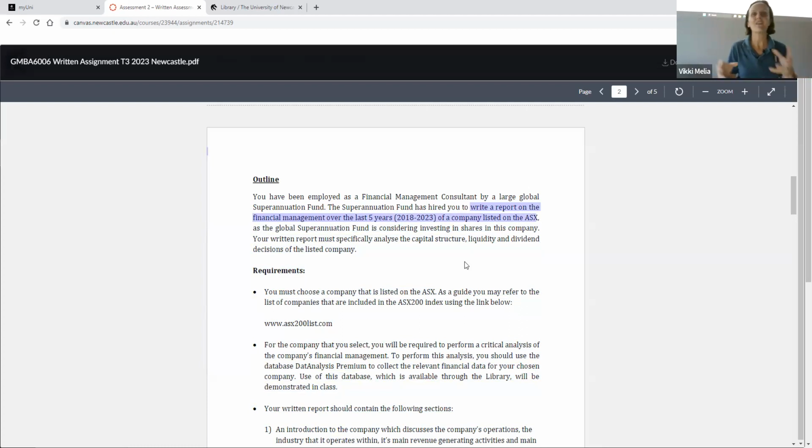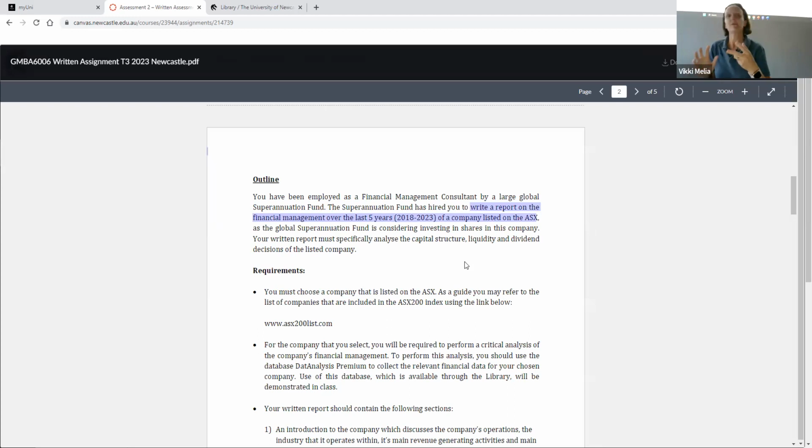And we talked about how there are some key decision-making areas in financial management. The first decision is the investing decision. What assets should we invest in? The second decision is how to pay for the assets, the financing decision. The financing decision is also referred to as the capital structure decision. The third decision is looking at working capital management.